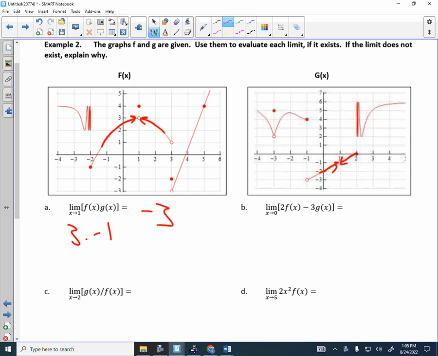Now, if you can't see an exact value, go ahead and estimate. Try letter B on your own. Estimate if you can't come up with an exact value, okay? Try B on your own.